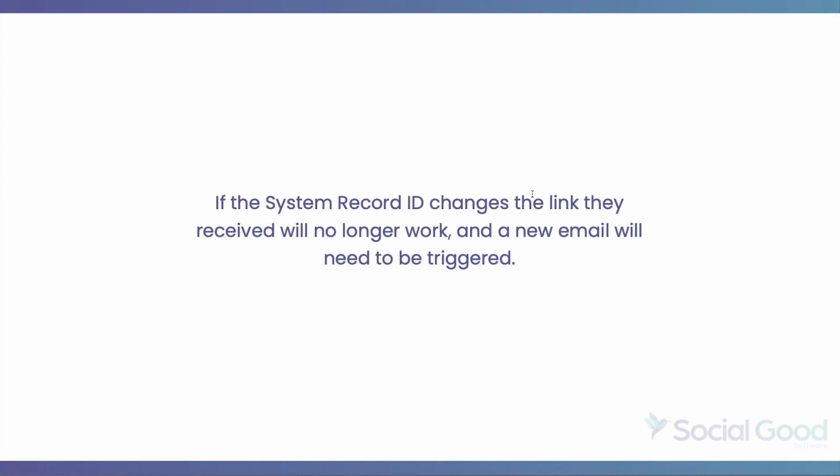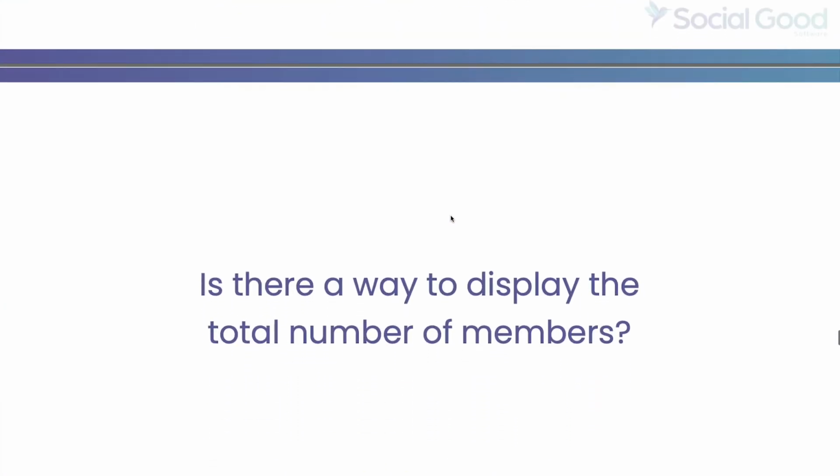If the system record ID changes, the link they have received will no longer work, and the new email will need to be triggered. If a constituent record is deleted or merged into another record, there's no way for us to let that specific constituent know that this has happened. So you simply have to tag them, and this will trigger another email for them to know that change has specifically happened.